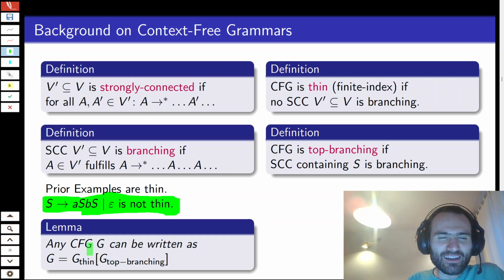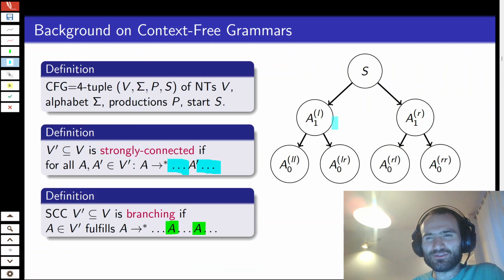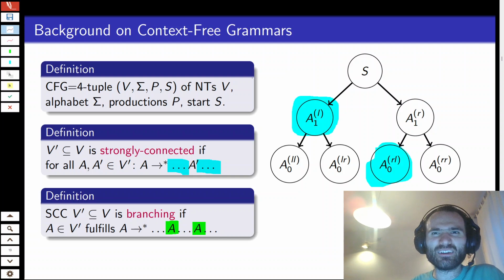And then any CFG can clearly be written as, I like to view it as, a thin part on top of something that is top branching. So if we go back to the tree structure, if you imagine your context-free grammar as a tree structure, then there will be some topmost non-terminals that are branching. Say these are the highest branching ones.